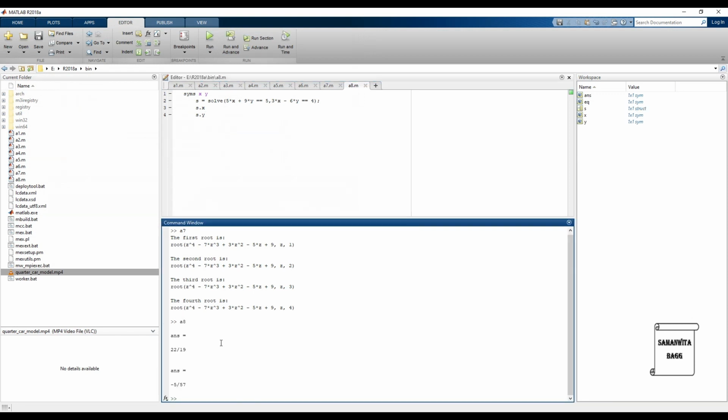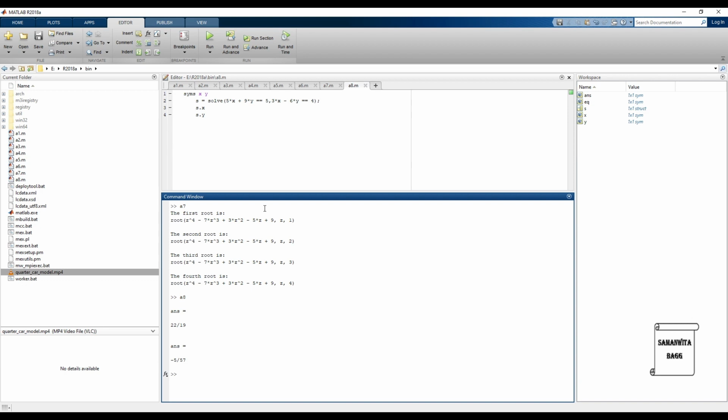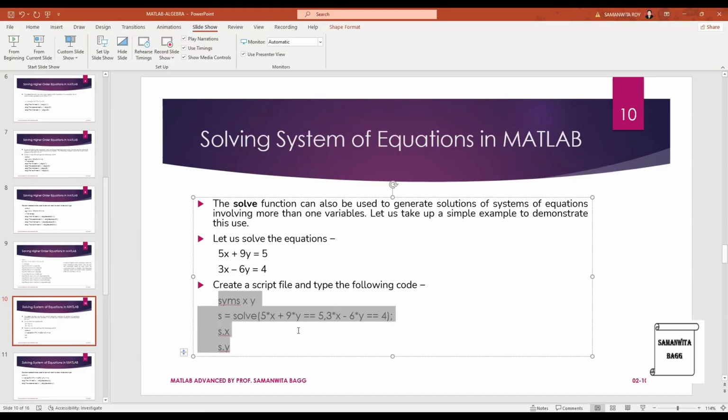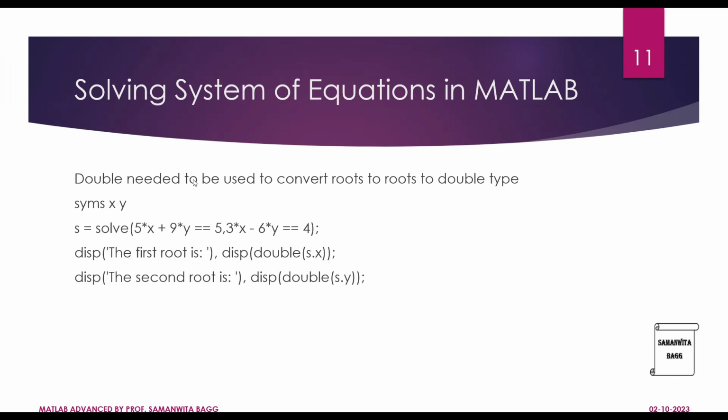So you can see here, these are the 2 answers, 22 by 19 and minus 5 by 57. That is what you obtain by solving these 2 equations, that is finding x and y. The value of x is 22 by 19 and y is minus 5 by 57. Now suppose I want to find the decimal values of it, I am going to use the double command.